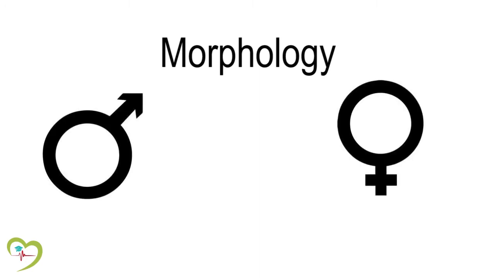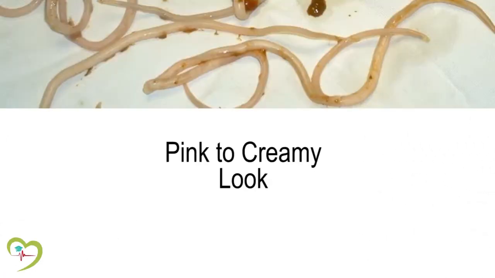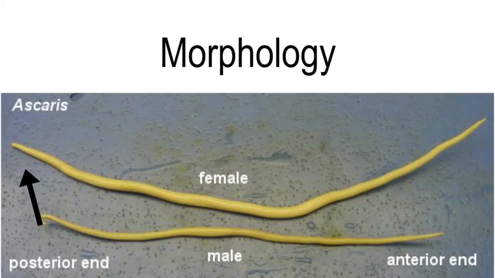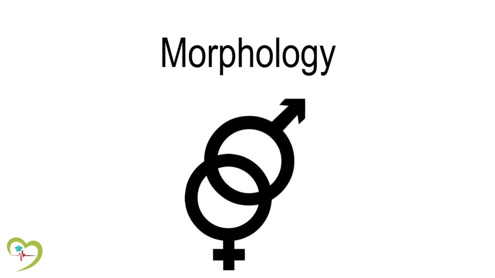Morphology. As earlier mentioned, these worms exist as males and females. The females grow up to 20 to 40 centimeters, whilst the males take up about 15 to 30 centimeters. For color, they have a pink to creamy look to them. The female has straightened posterior ends as can be seen, whilst the male has got ends that are curved. The males also have two spicules that aid in sexual reproduction.